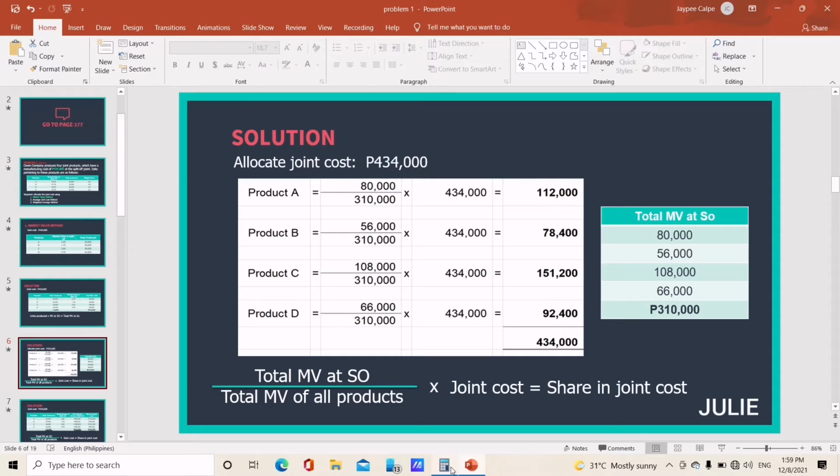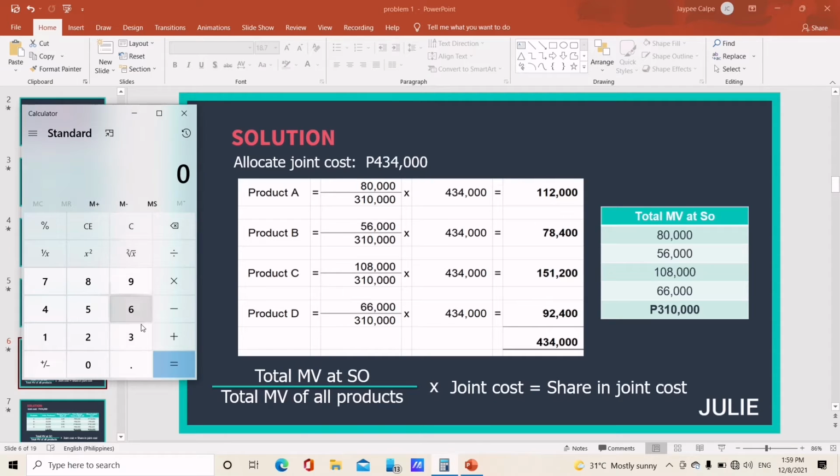So we're going to compute again. So 80,000 divided by the 310,000, which is the total market value of all products, we'll get the ratio, and then we will multiply it to the joint cost, which is the 434,000. The share in joint cost would be 112,000 for product A.